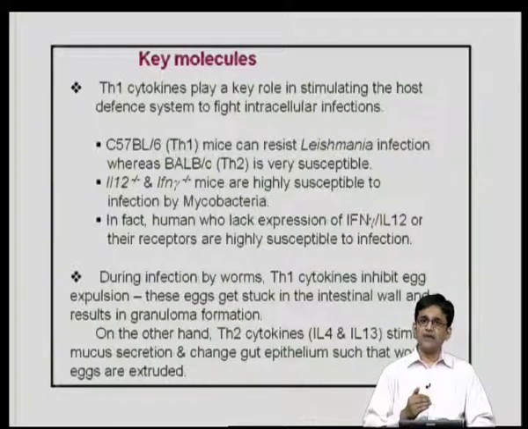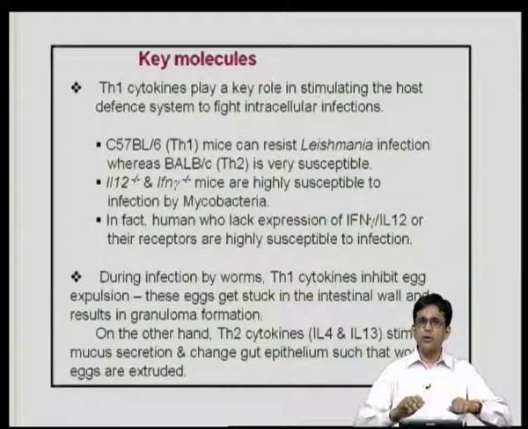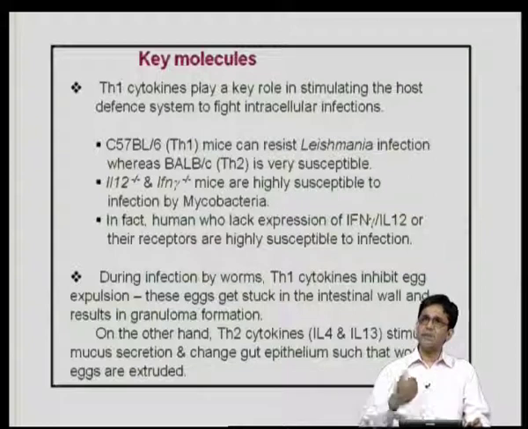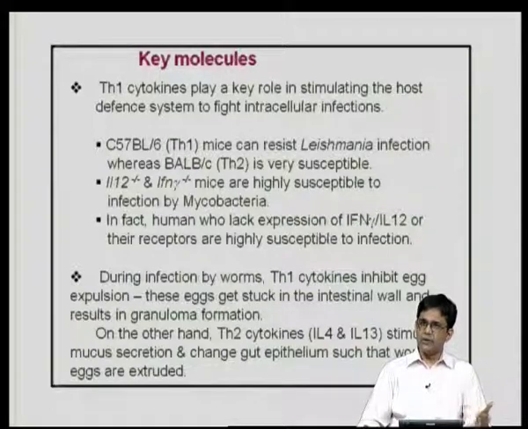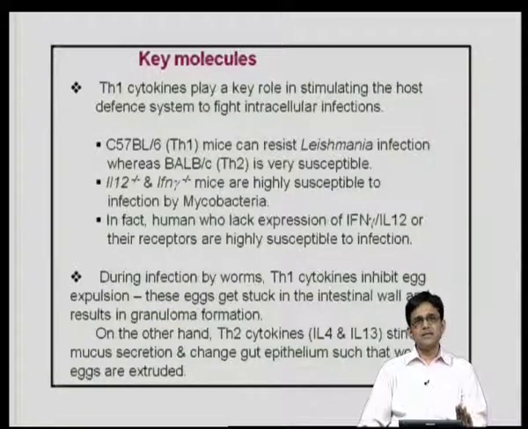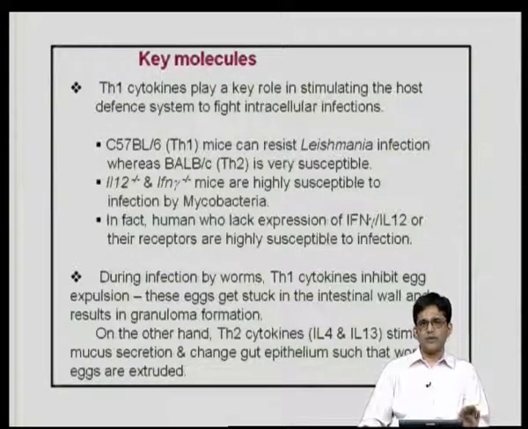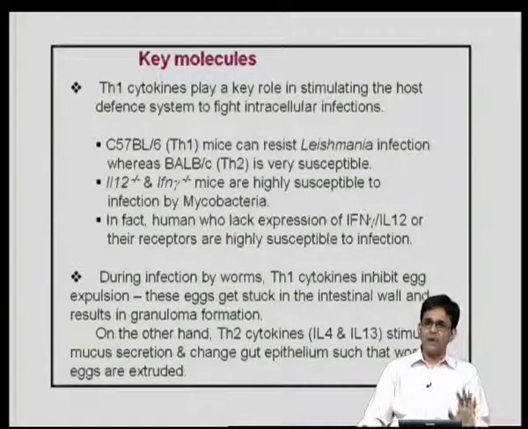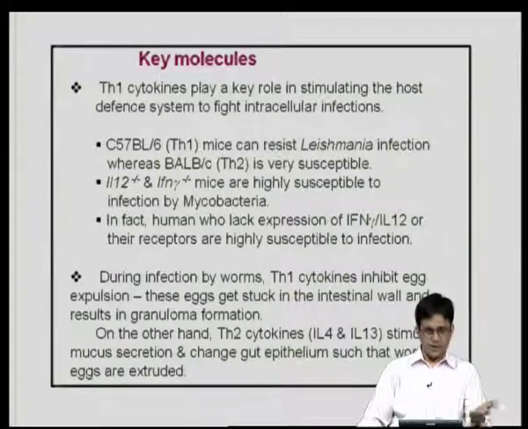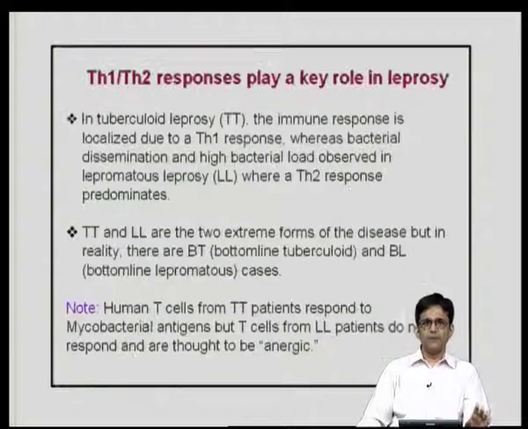The Th2 on the other hand, if the host is more Th2 type, then they would stimulate mucus secretion, there would be changes in the gut epithelium so that the eggs would be excluded. So, you would not realize that this person has a major problem because the eggs are excluded, the host response is somewhat different. So, what this is telling us is that the type of cytokines that are produced are important in determining what is the response to these different organisms, and the worms are a very good example of this.